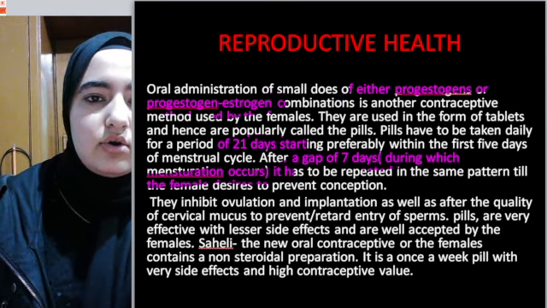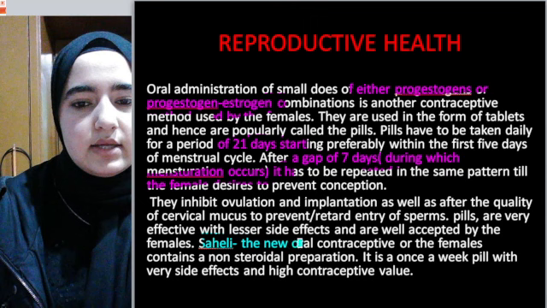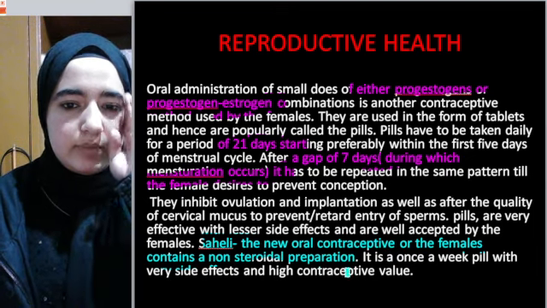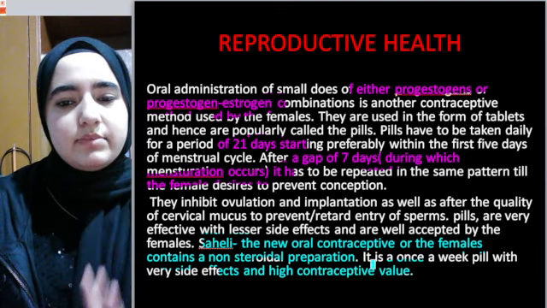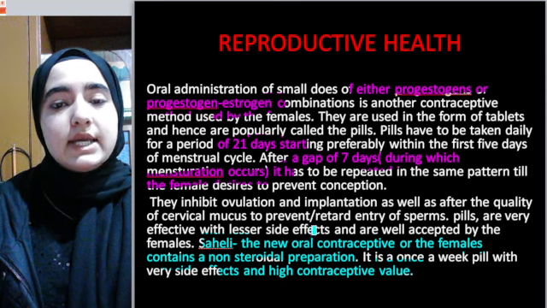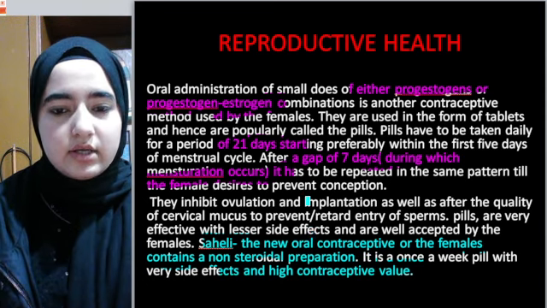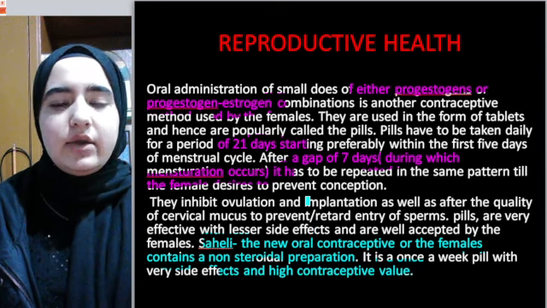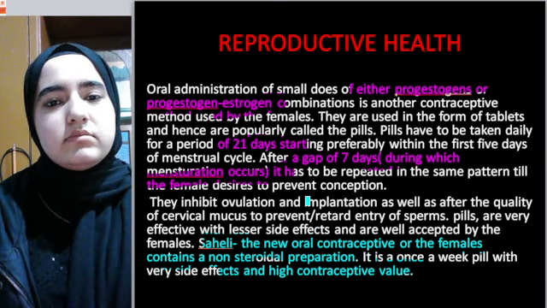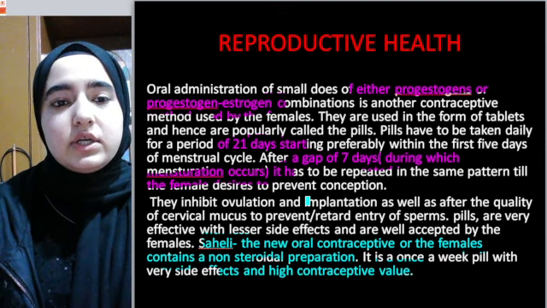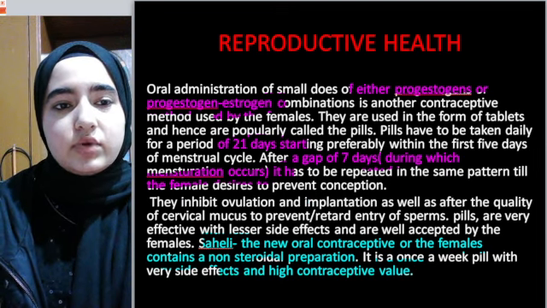And as I already mentioned about Saheli, it's an oral contraceptive for females, and it contains a non-steroidal preparation. It's a once a week pill with very few side effects and high contraceptive value. Saheli was discovered at the Central Drug Research Institute of Lucknow. I already mentioned this in my previous session. If you haven't watched that video yet, go and watch it. Only then can you understand this video.